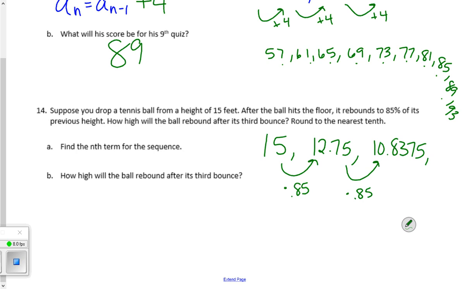So it says find the nth term. Again, all they mean by that is find the formula. Starts the same. What we were doing over and over was multiplying by 0.85 because it's 85% of the previous number. So how high will it rebound after its third bounce? We happen to go out that far, 10.8375. Okay? So word problems aren't that big of a deal here either. It's just going to give you a pattern.